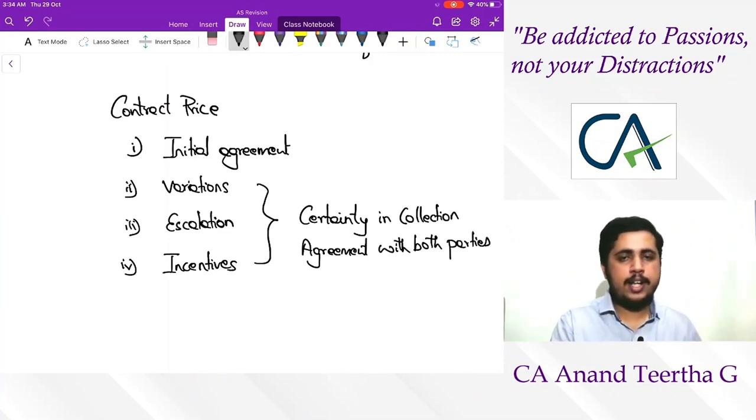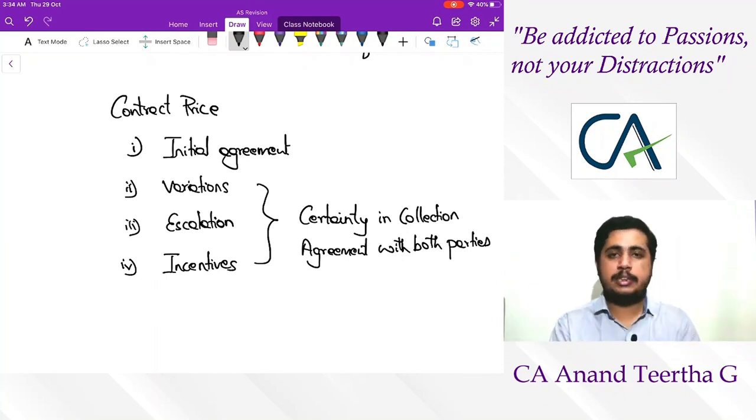The contractor directly just cannot come up and say, we will put an escalation clause, let me increase the price. No, the contractee should also agree. There has to be a proper agreement, otherwise the contract doesn't come into the picture. Then there has to be certainty.